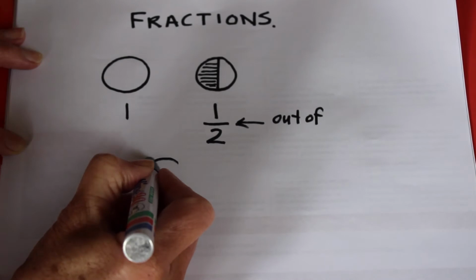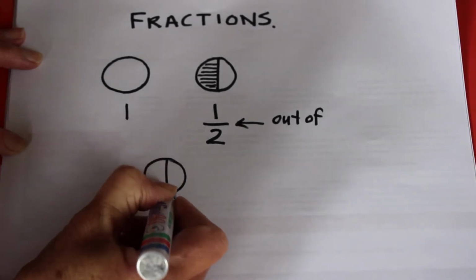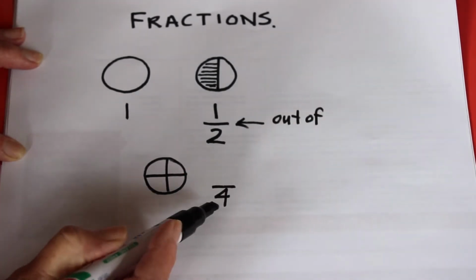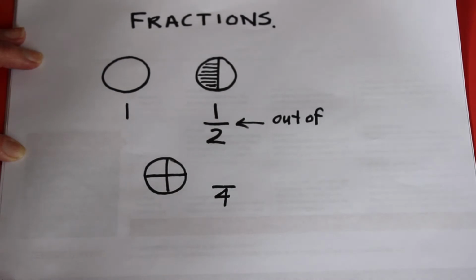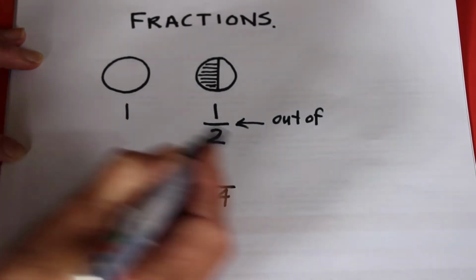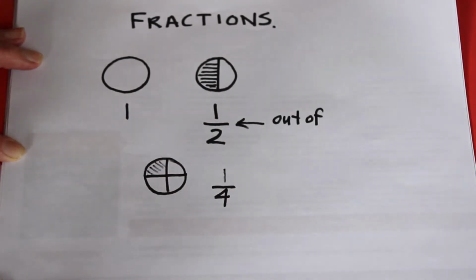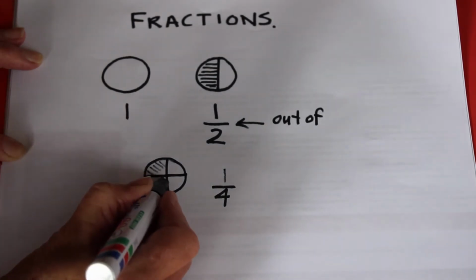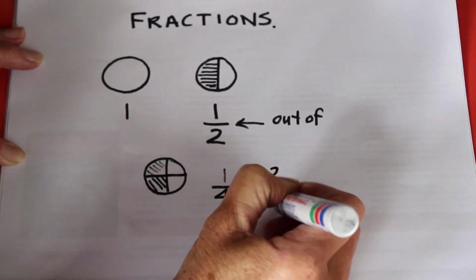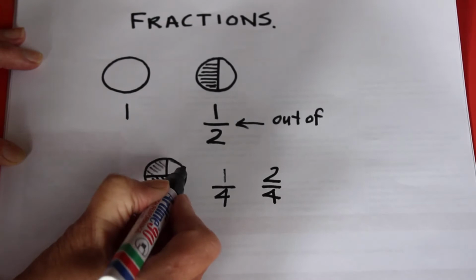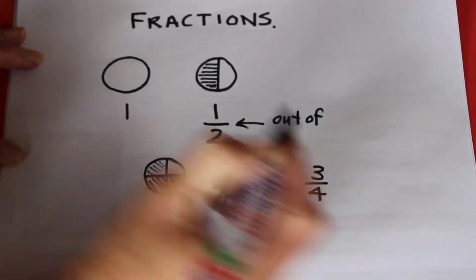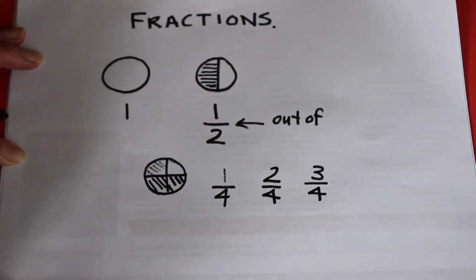If I break my circle into four pieces, my denominator is 4. The bottom number always tells me how many pieces I've broken it into. If I was to colour 1, I could say I have 1 out of the 4 pieces coloured. If I was to colour in 2, I would say I have 2 of the 4 pieces coloured. If I colour 3, I now have 3 of the 4 pieces coloured. I don't have a whole yet.